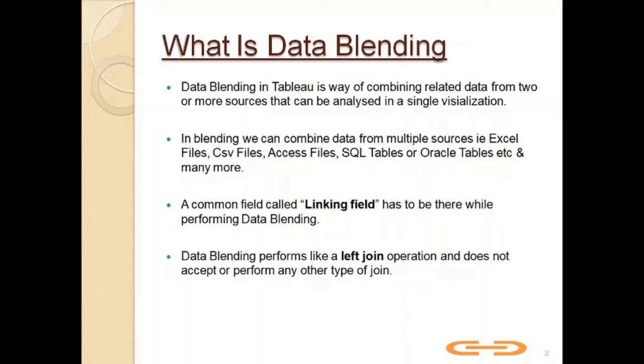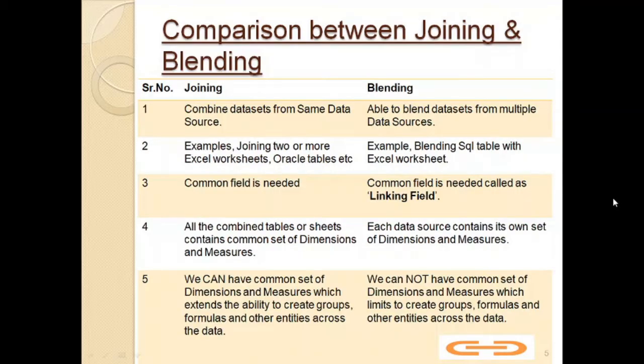A common field called a linking field has to be there while performing data blending. Data blending performs like a left join operation and does not accept or perform any other type of join. Let's compare joining and blending.